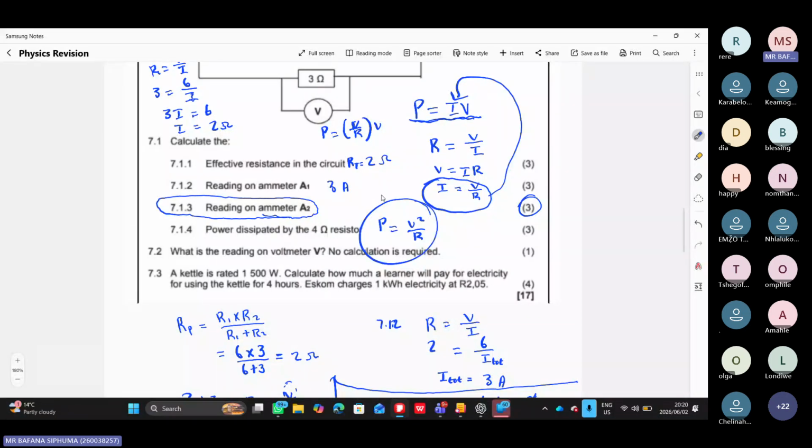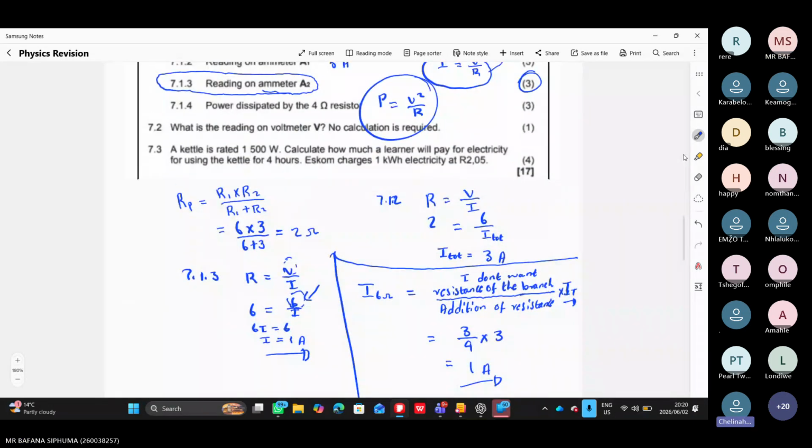So for the one that says P is equal to I squared R, you just make I the subject of the formula again, or I forgot which one you make the subject, or you make V the subject of the formula. When you substitute it here, you're going to have P is equal to I multiplied by IR, and then this one is going to be I squared. So I can't teach you guys formulas. You'll find them on the formula sheet.